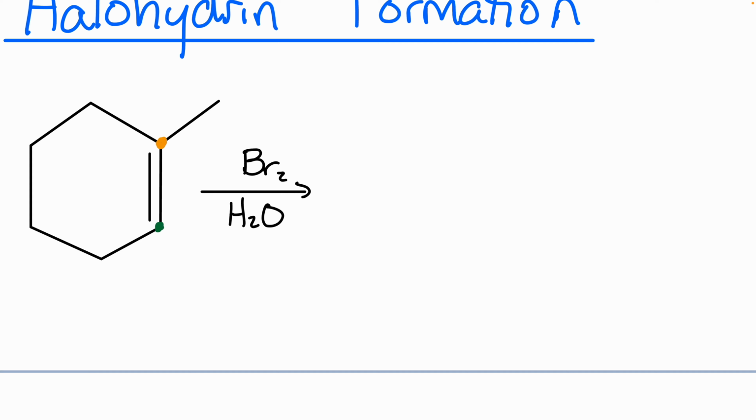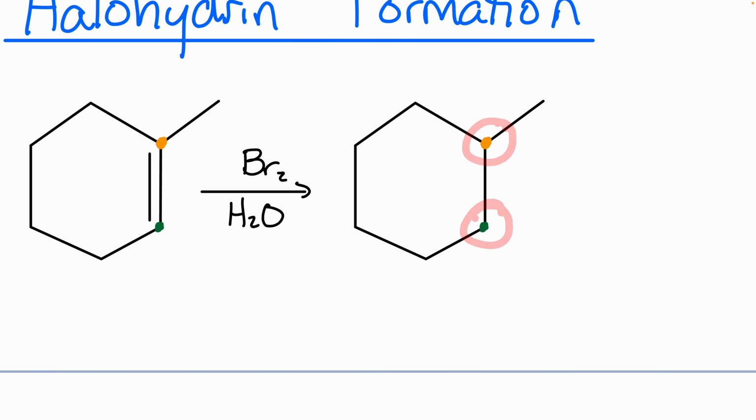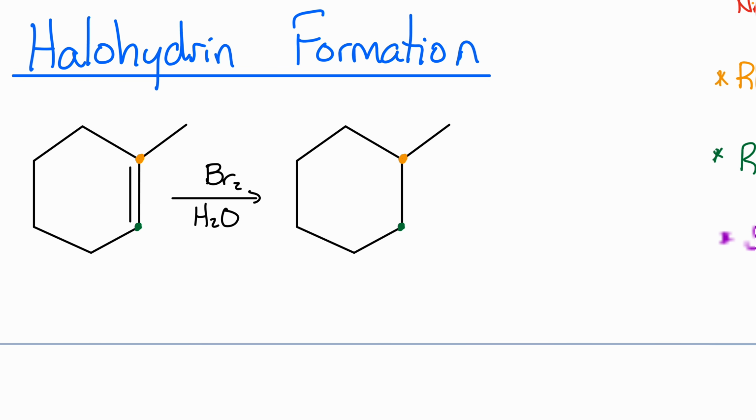First of all, we've got to be good about where we put our new bonds. In terms of my colors here, which one of these carbons is going to get the bromine, the orange or the green? The less substituted one will get the halogen, the more substituted one will get the hydroxyl group. And they're going to go on opposite sides. So if I'm going to draw that bromine on a wedge, I need to draw that hydroxyl group on a dash.